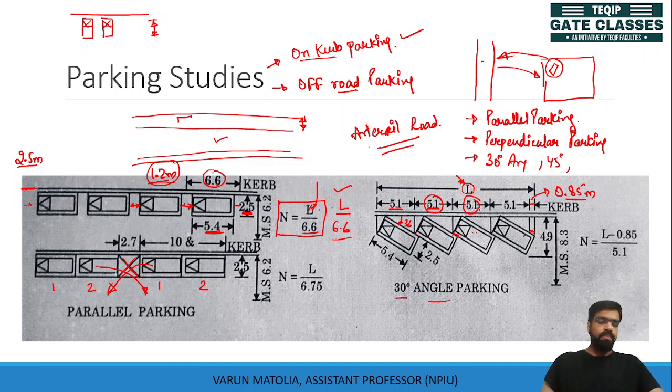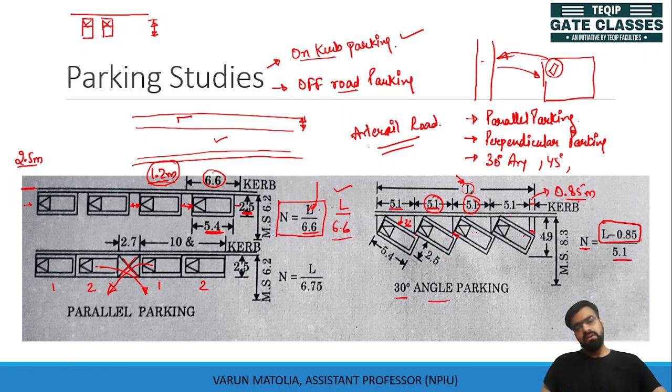5.1, 5.1, 5.1, 5.1. The vehicles are using 5.1, but some extra length 0.85 meter of this L. So we will subtract 0.85 meter of this L, and now the remaining space will be distributed among the vehicles, per vehicle as 5.1 parking space. So dividing L minus 0.85 meter by 5.1 will give the number of vehicles which we can park in a 30-degree angled parking. You can see one another value is visible here.